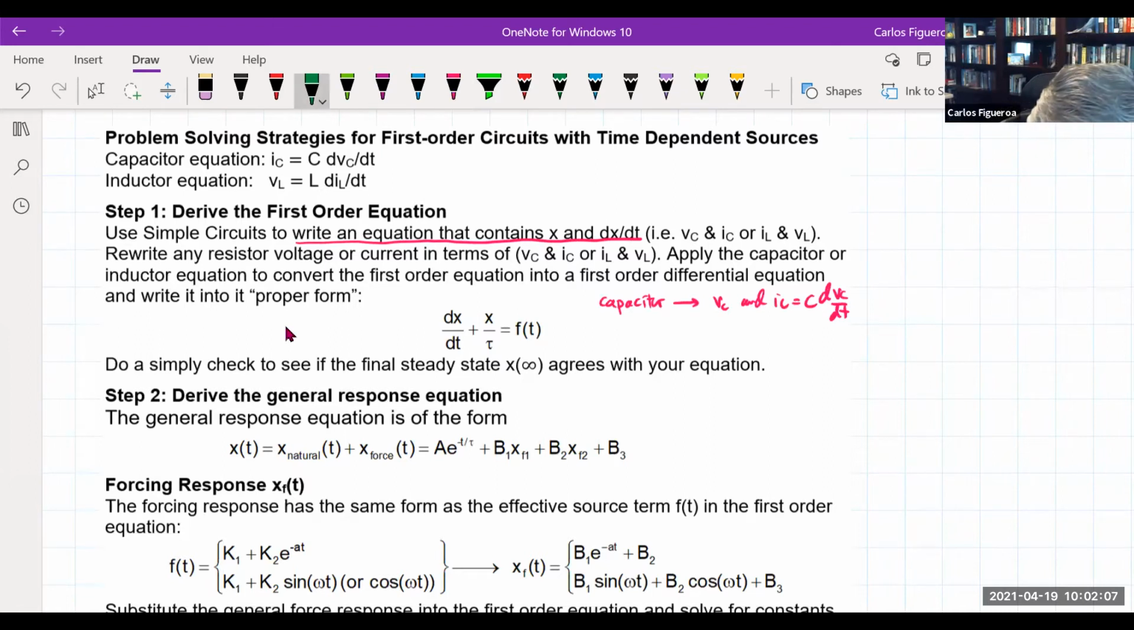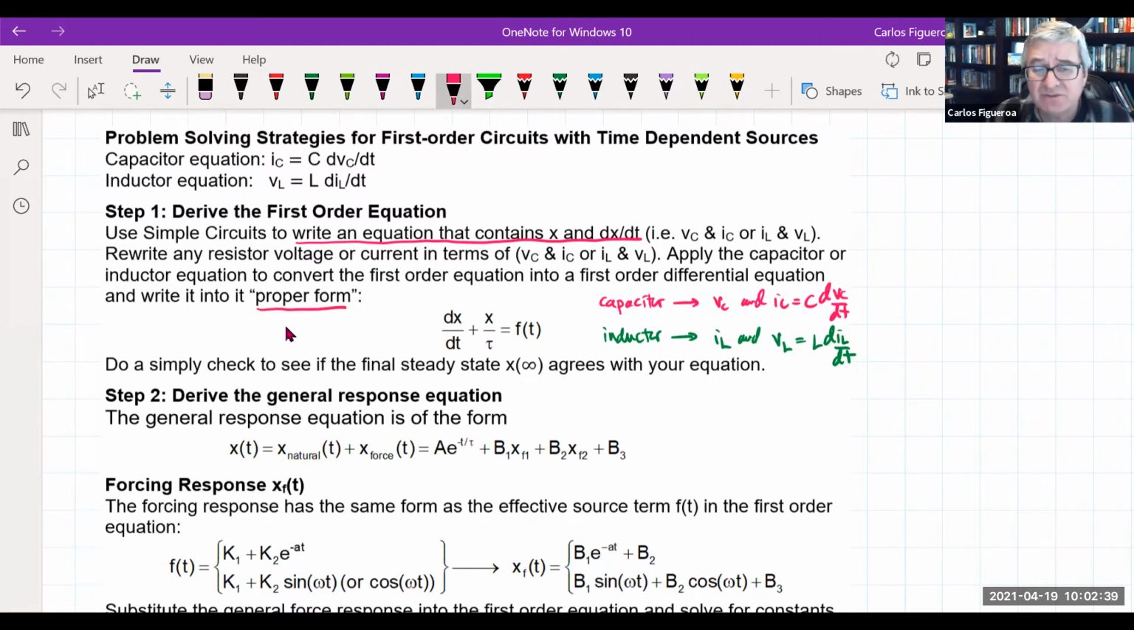If I have an inductor equation, then I have to write an equation that connects I of L and V of L, which is of course this guy right here. So we create a first order differential equation by connecting VC and IC, IL and VL. Then what we do here is what I call proper form.